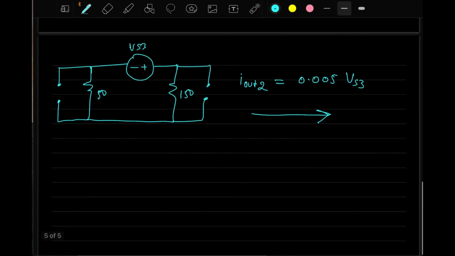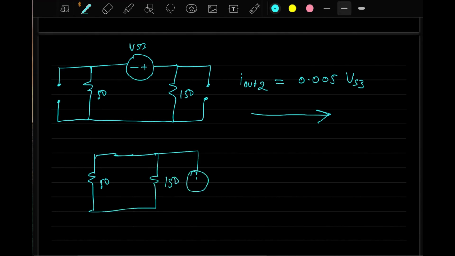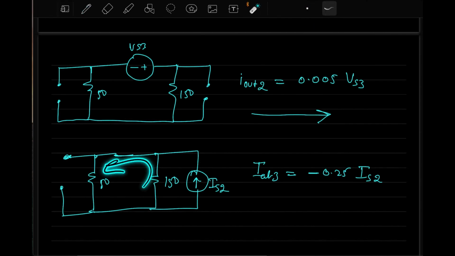And in the last case, we have 50, then this is short, then you have 150 here, and the current is in this direction, and this is open circuited. So in this situation, your I out 3 will be minus 0.25 IS2, because your currents will now be flowing in this direction.